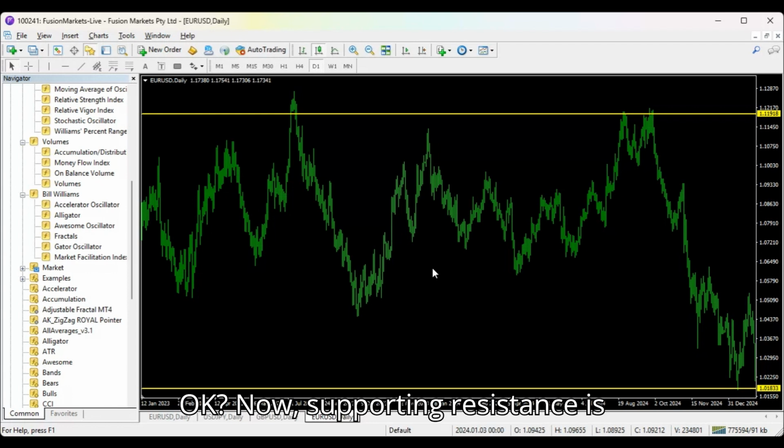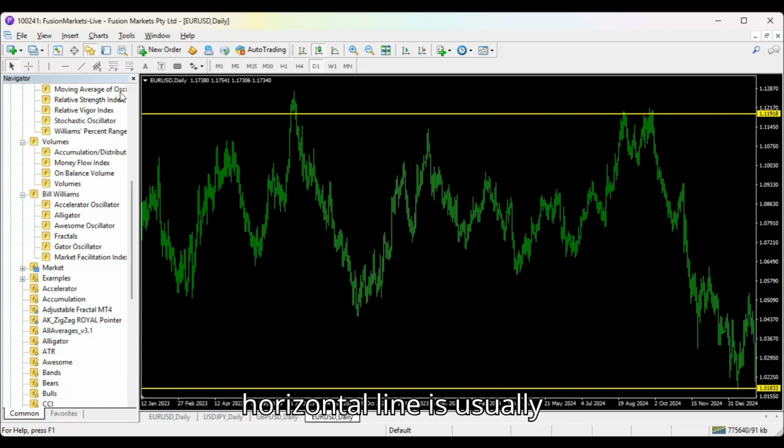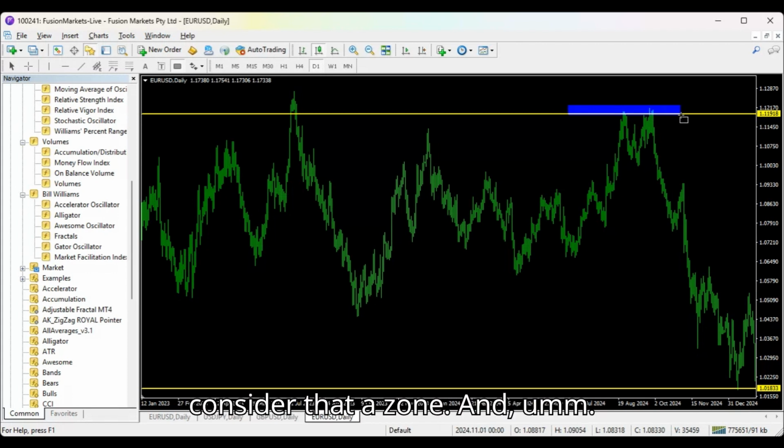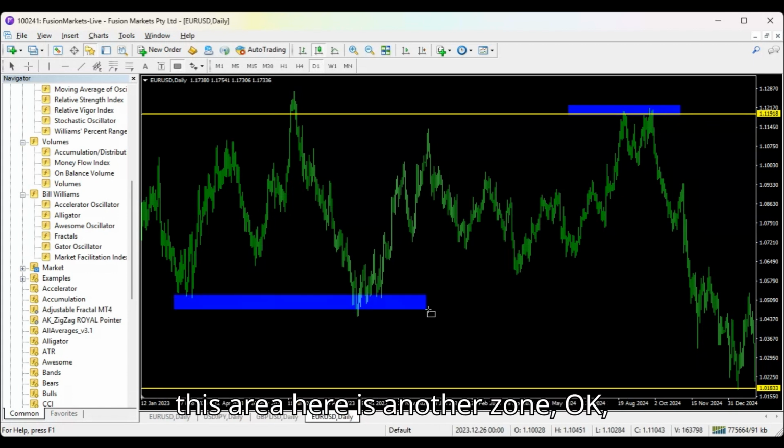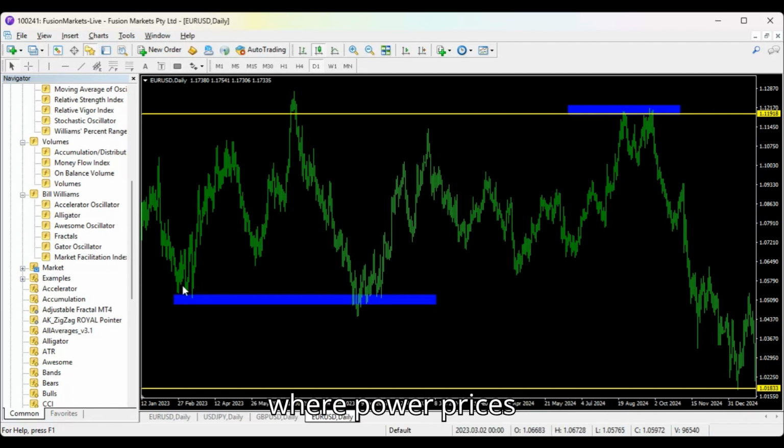Now, support and resistance is not always a straightforward horizontal line. It's usually a zone, right? So we can consider that a zone, and there are multiple areas that one can say there's a zone. You could probably say this area here is another zone, okay, where prices oscillate and bounce off these areas over here, right?